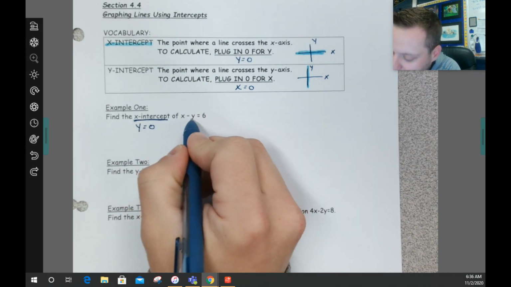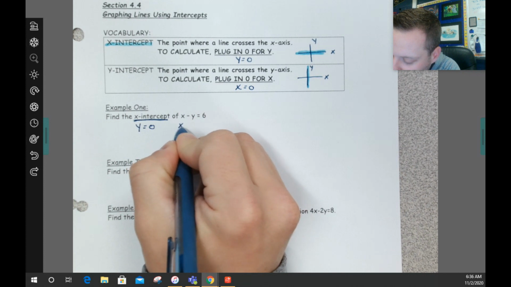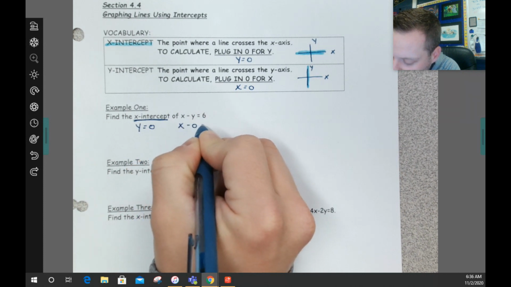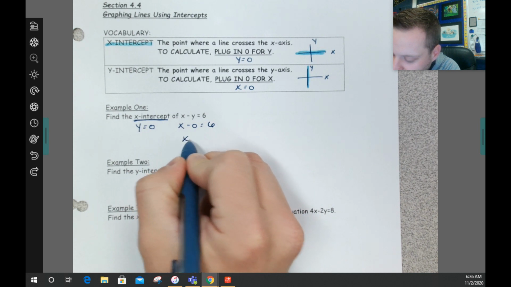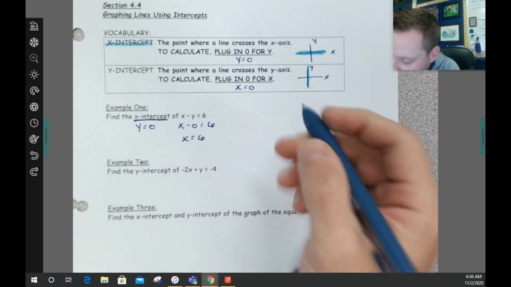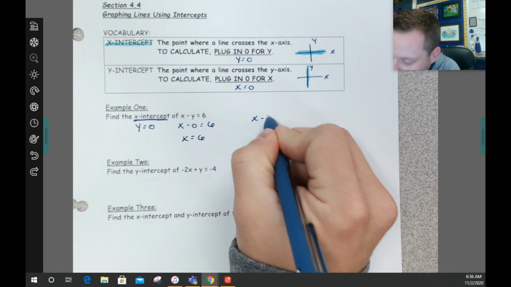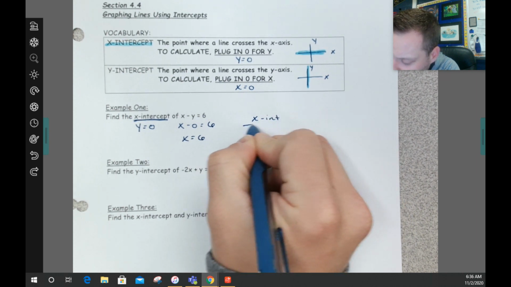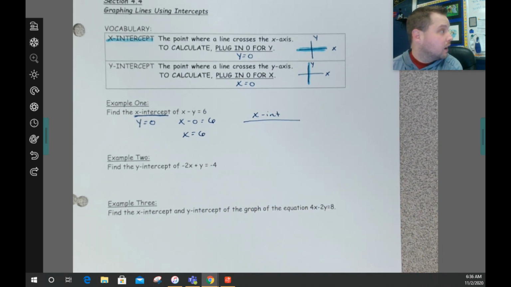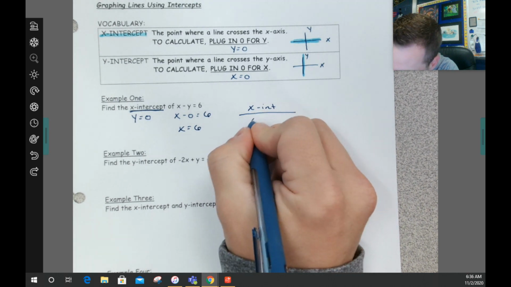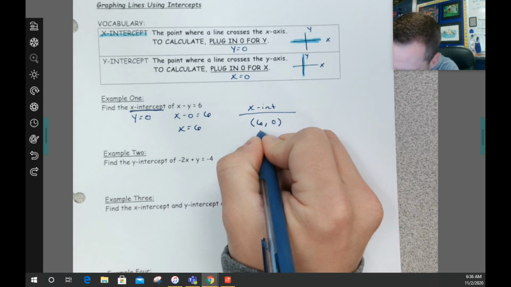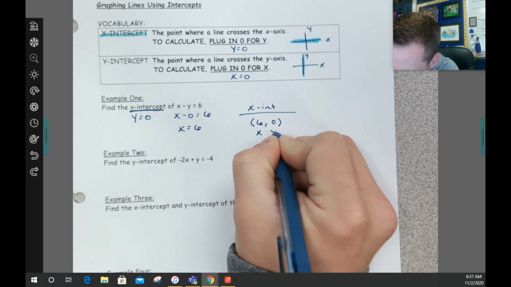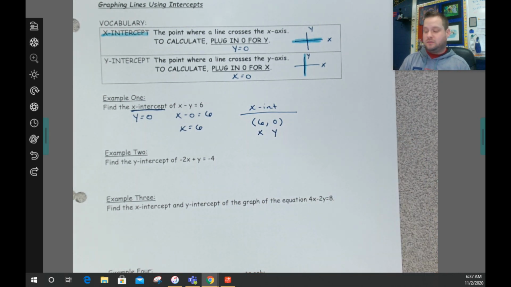I'm going to go ahead and plug in 0 for y. And we're left with x minus 0 equals 6. Go through and solve that. It's going to end up being x equals 6. So our x-intercept, now I get in the habit of writing this as an ordered pair. Our x-intercept is going to be 6, 0. Remember, when we're writing ordered pairs, the x always comes first, y comes second. So that'd be my x-intercept for example 1.